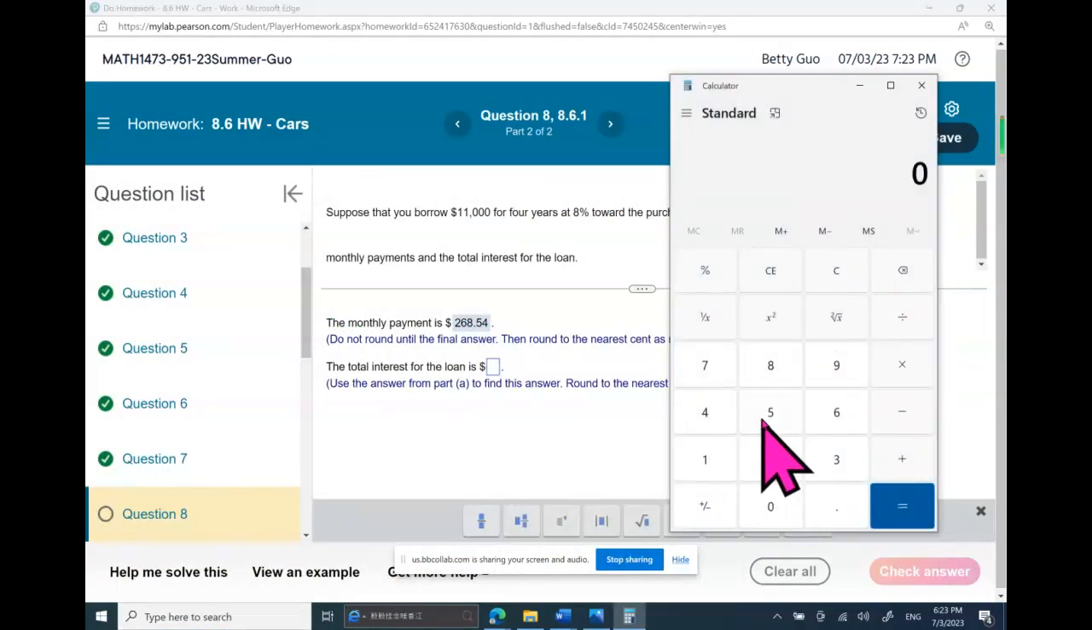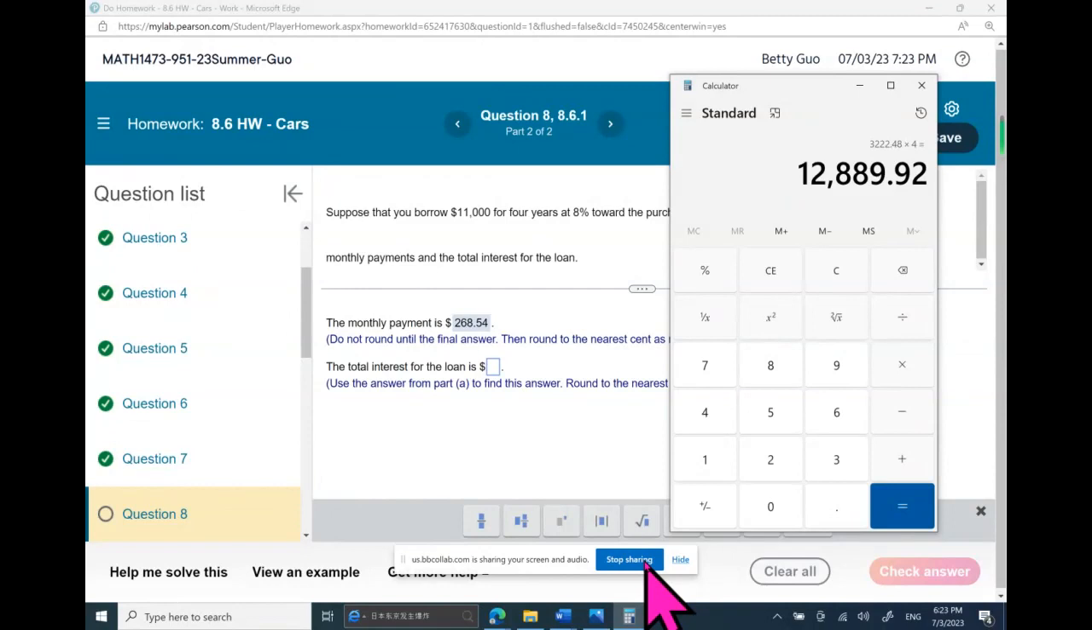So every month you pay $268.54. Every month you pay that much money out of your pocket. Multiply that by 12, that's 1 year, how much money you pay in 1 year. And then multiply by 4, and that's how much money you pay the entire time over the 4 years, right?